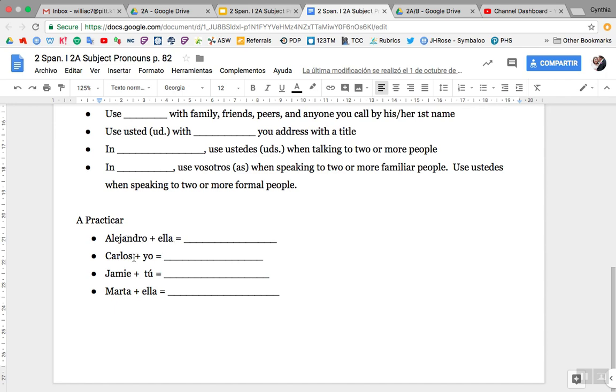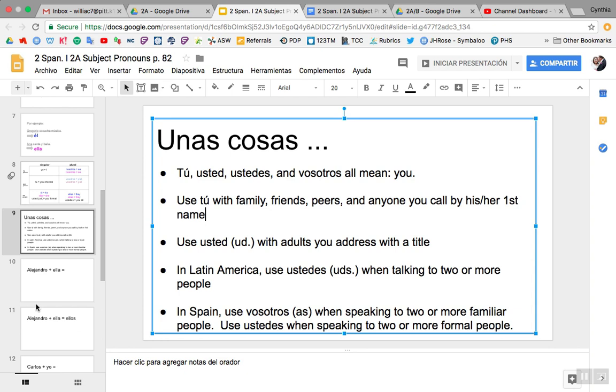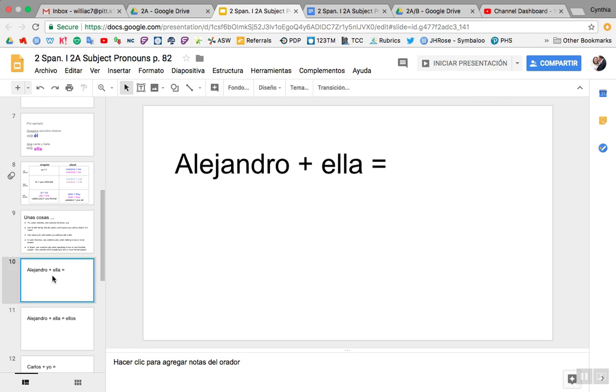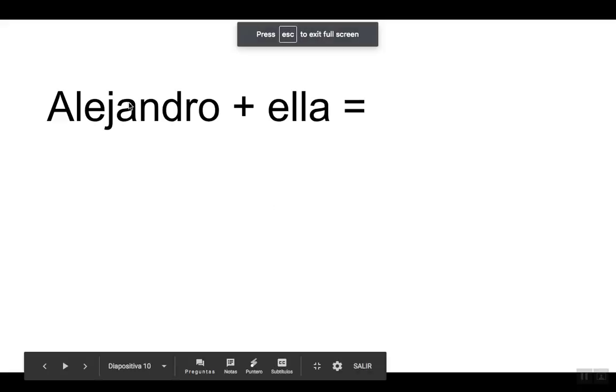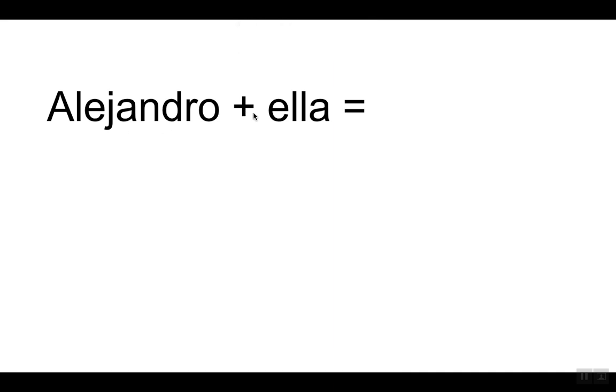Alejandro y ella. If I'm talking to Alejandro y ella, what subject pronoun could I use to refer to the two of them? Alejandro and ella. So Alejandro and she. If I'm talking about Alejandro and she, let's say it's Alejandro and his girlfriend, how can I refer to them? Now in English, I've just said them. Did you catch on to what them is in Spanish? It's a boy and a girl. Ellos. Ellos is the answer.